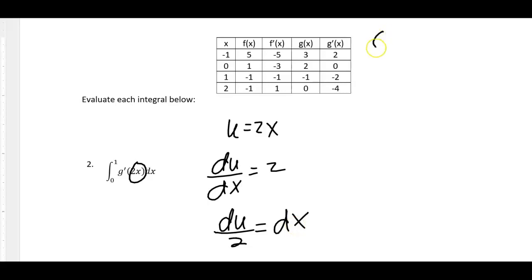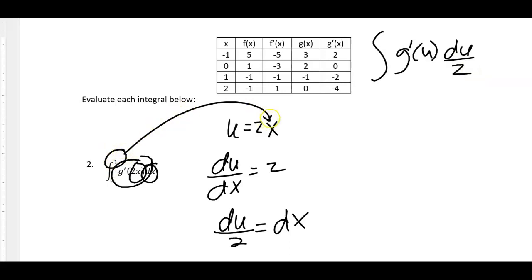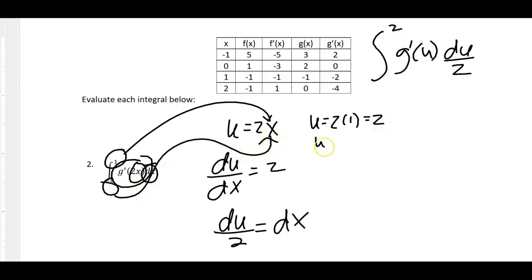And then we'll rewrite our integral. So we have g prime of u, and then replacing the dx, we'll have du over 2. We also want to change our limits, so I'm going to plug the 1 in here. So if I do that, I get u equals 2 times 1, which is 2. So the top number becomes 2. To find the new bottom one, we plug in the old bottom number, 0. So u is equal to 2 times 0, which is 0.